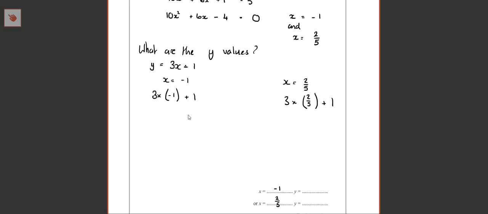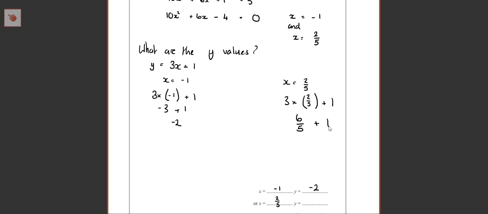So 3 times -1 is -3. Negative 3 plus 1 is minus 2. So that would be my y value there. Okay. 3 times 2 over 5 is 6 over 5. Plus 1. How do you do that? Calculator. You can use your calculator, but hopefully we'll have a better understanding. The answer is 11 over 5.